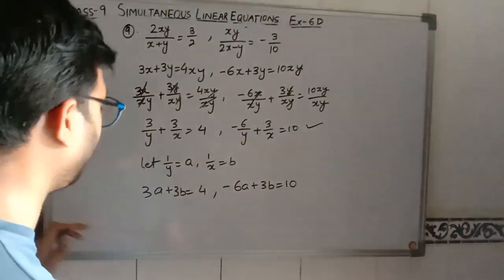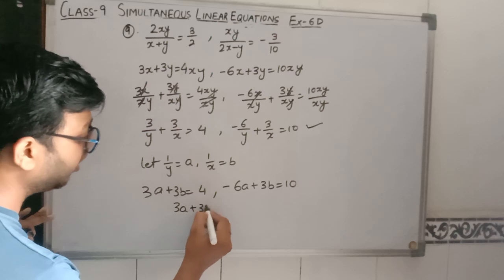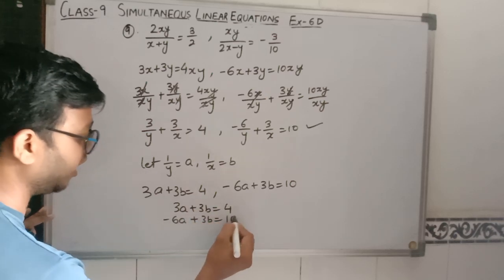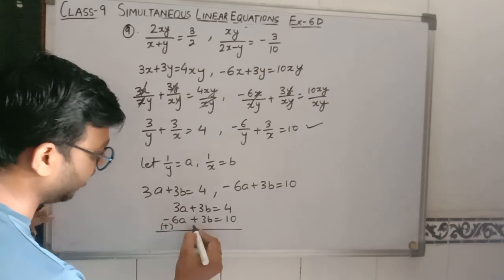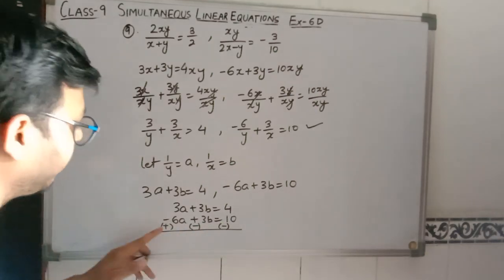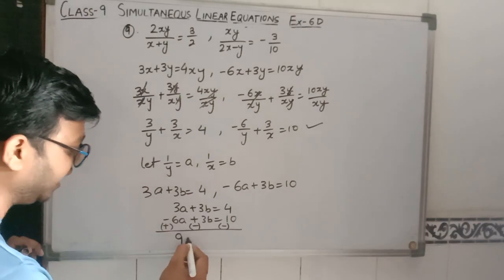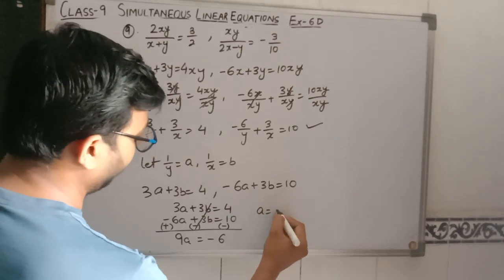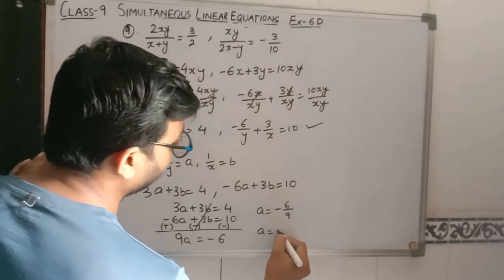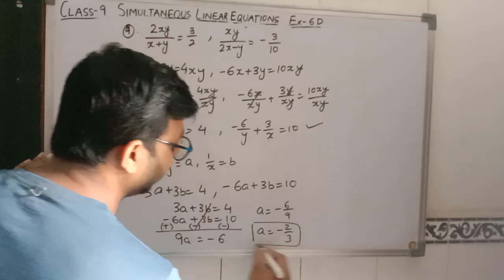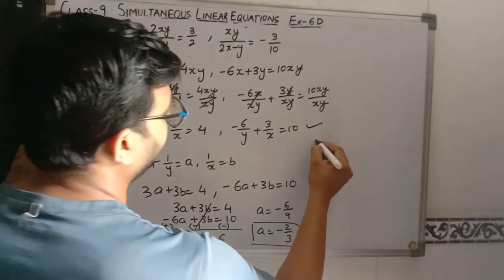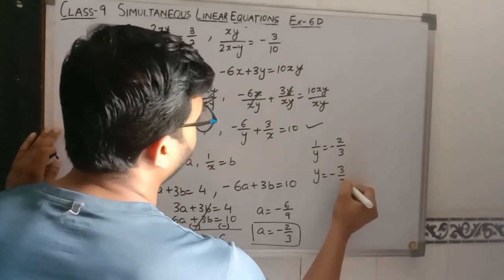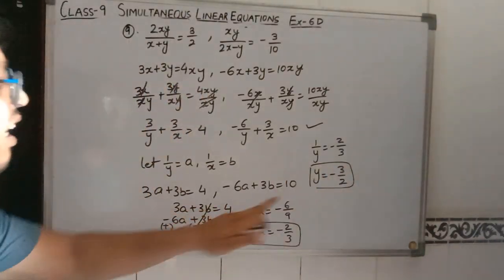Because the coefficient of b is already the same, we have to subtract the equations. 3a plus 3b is equal to 4, minus, minus 6a plus 3b is equal to 10. Now subtract them, so this will be plus, minus, and this is also minus. So when you subtract, this will become 9a, this will be cancelled, equals 4 minus 10, which is minus 6. So the value of a is coming minus 6 by 9. Finally the value of a will become minus 2 by 3. Because a we have considered 1 upon y, 1 upon y is equal to minus 2 upon 3. So the value of y will become minus 3 by 2. This is the final value of y.